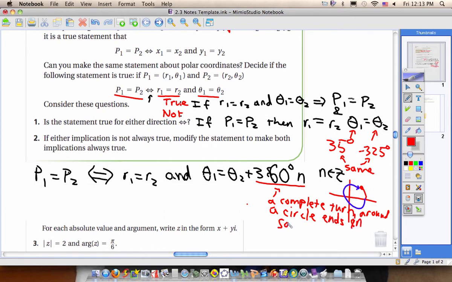radians in the same spot. If we were talking about radians instead of degrees, instead of 360 n, what would we have there? 2 pi, right, 2 pi n. So we could have theta 1 equals theta 2 plus 2 pi n if in radians. Okay, exact same concept, the idea you can turn around the circle, end up at the same place.